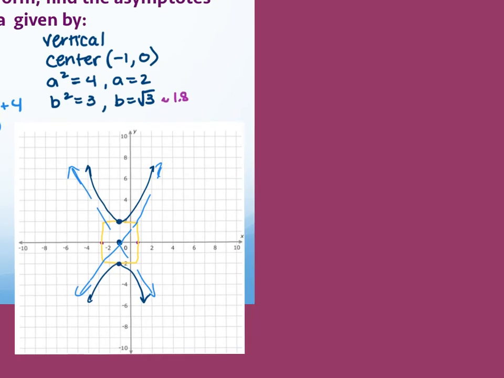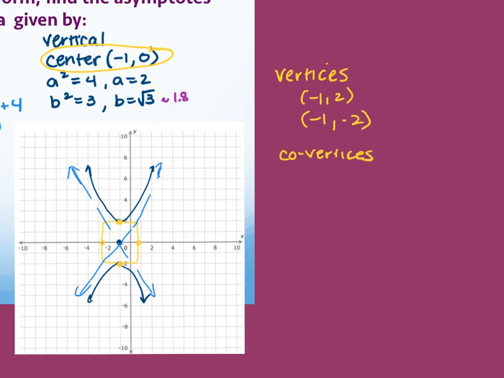So if it had asked you for information, I would have known the center. The vertices are here and here, which is (-1, 2) and (-1, -2). The co-vertices, which are here and here, we went right and left root 3. So we're going to take our center, which is (-1, 0), and it's the right and the left for the b, so we're going to add and subtract root 3. So I would do (-1 plus root 3, 0) and (-1 minus root 3, 0). And those are the co-vertices.